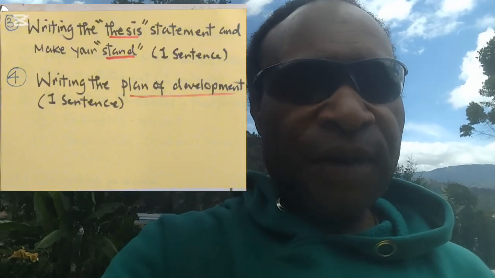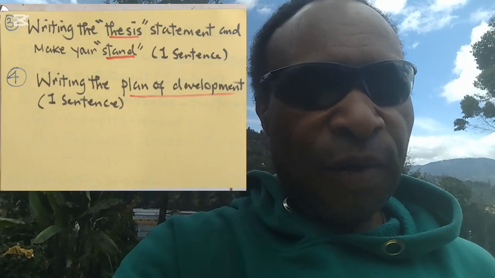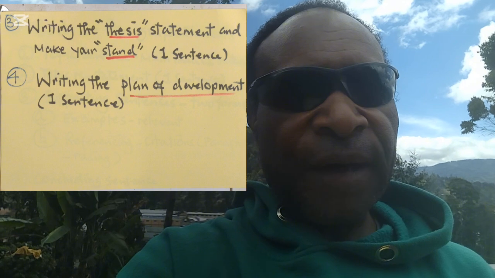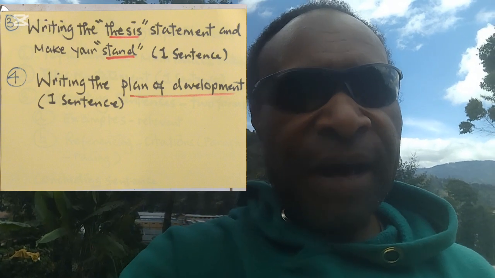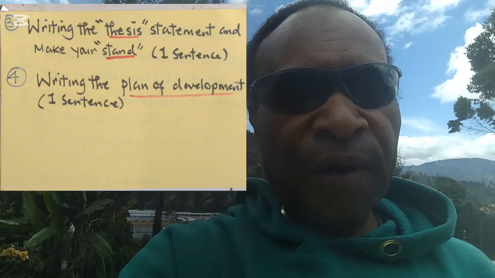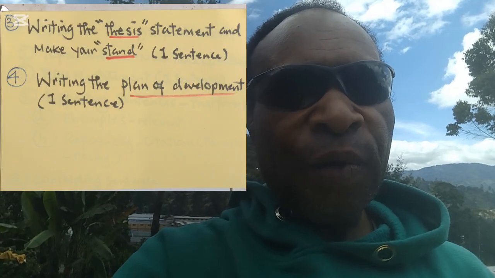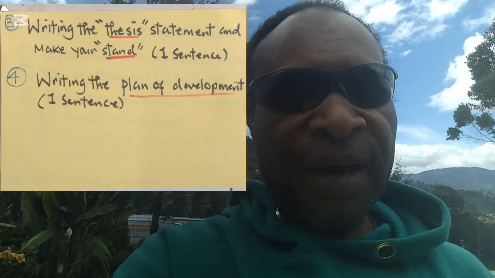The 4th sentence that you are going to write in the introduction is what we call the plan of development. In the plan of development, you write 1 sentence and you tell your reader what you are going to explain in the body. How many paragraphs will you write in the body and where will they come from?